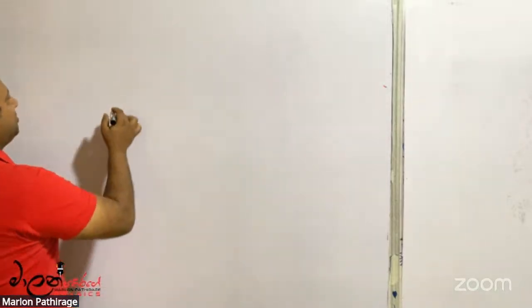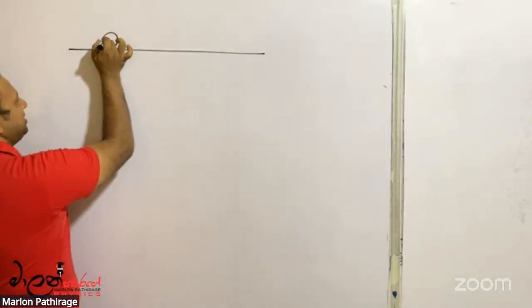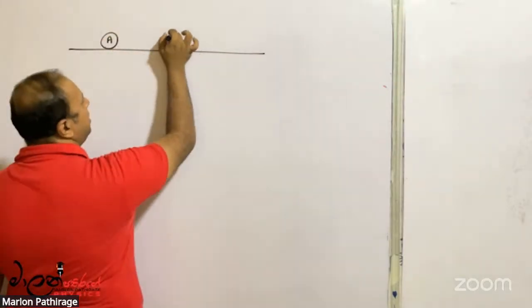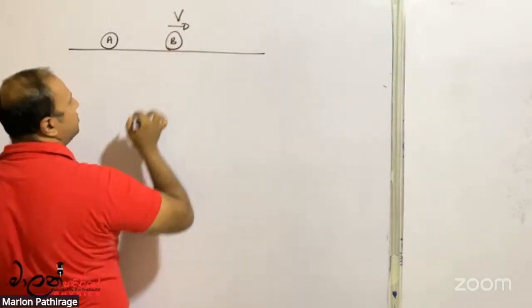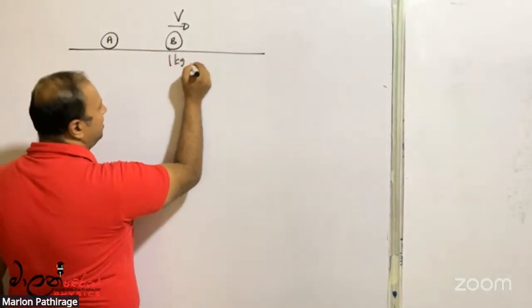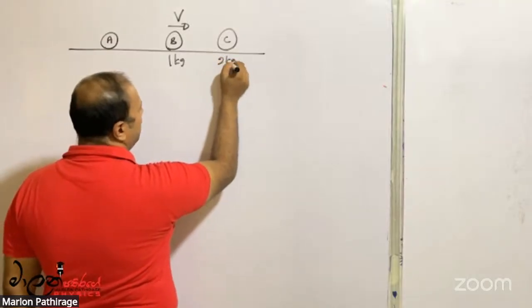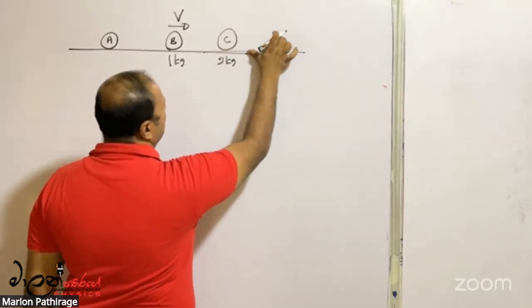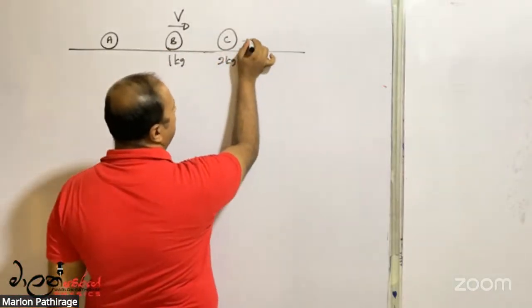So if it is 2 kg, now A is here, at rest. Now B is moving to this side with the velocity. Now this mass is 1 kg. C now has 2 kg. Now what will happen to the collision of B and C?